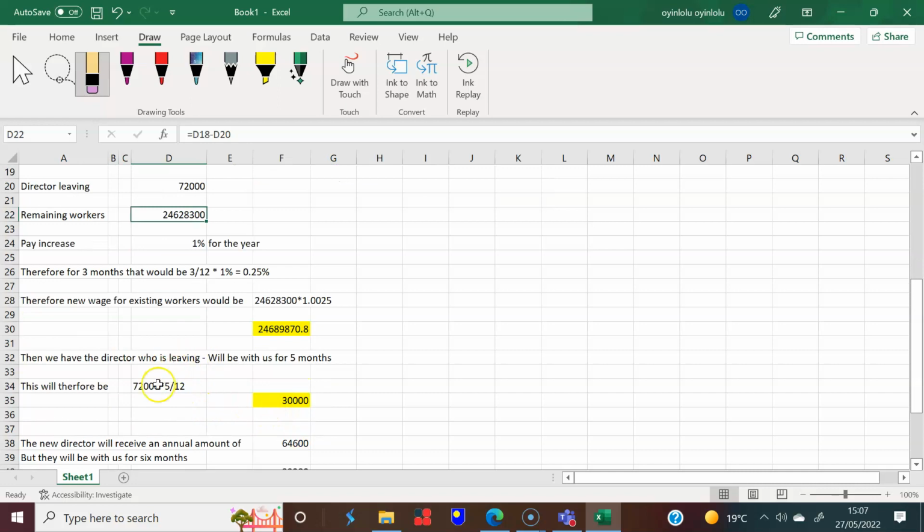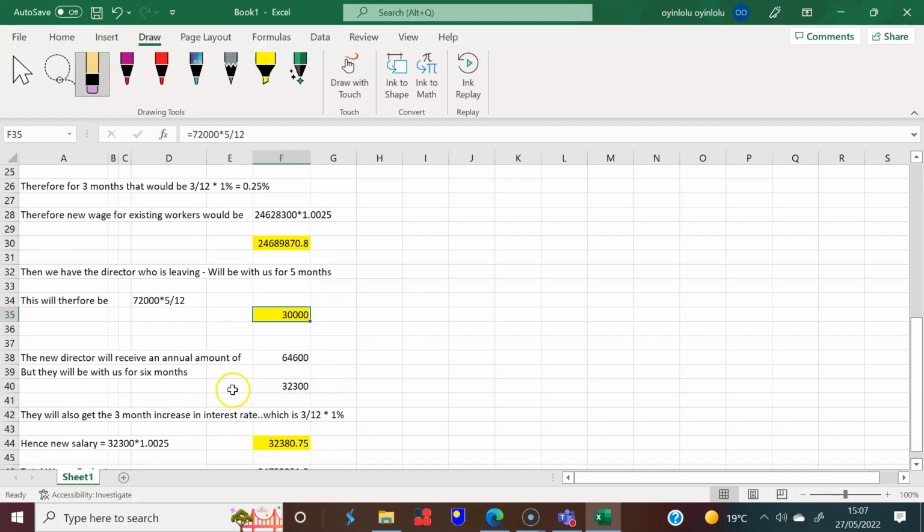Then you have this director who's leaving, but they're still with you for 5 months. You pay them 72 grand a year, but they're with you for 5 months. So this is the wage of the director who's leaving, but we're still paying them for 5 months, and that's equal to 30,000 because we need to budget until they leave. Then I have this new director who has an annual amount of 64,600. But they will be with us for just 6 months because they're joining us on the 1st of October, I believe, which is 6 months. So we need only half of their salary. That's all we can budget for.